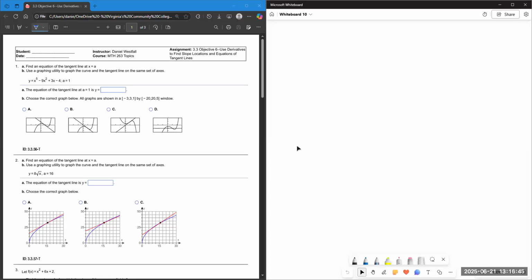In this video, we're going to talk about 3.3 Objective 6, where we use derivatives to find slope locations and equations of tangent lines. Let's go ahead and get started. y equals x to the fifth minus 9x squared plus 3x minus 4, and we're interested when a is equal to 1. So let's find y of 1. We'll need that point in a little bit to use our point slope form of our line.